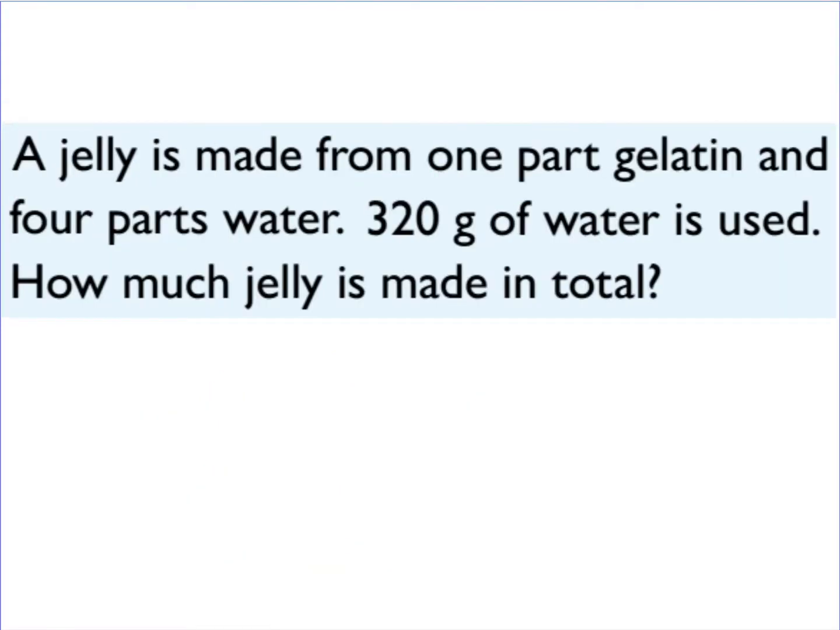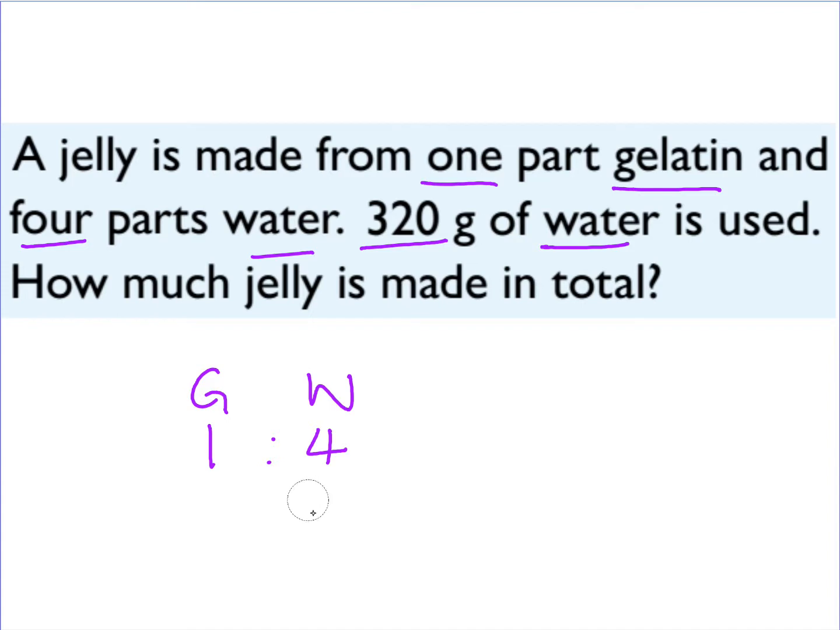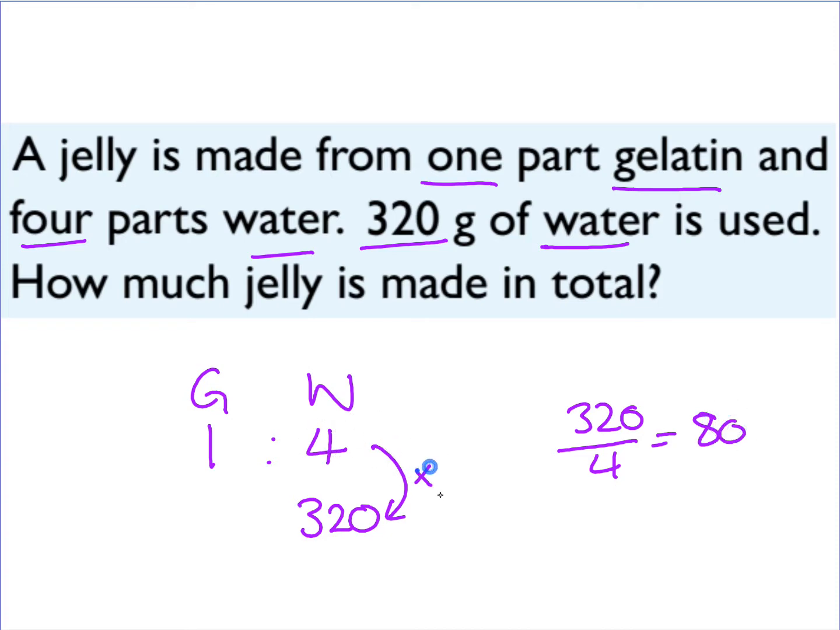Here's another practice exam question for you to have a go at. A jelly is made from 1 part gelatin and 4 parts of water. So we've got gelatin and we've got water, 1 part of gelatin to 4 parts of water. Our strap line is set up. If we use 320 grams of water, so the 320 is very specifically water, so it goes under the water, we calculate our scale. So 320 divided by 4, which gives us 80. So I've multiplied 4 by 80, so my scale of 80, to get 320. What I do to one side, I do to the other. So I need 80 grams of gelatin.